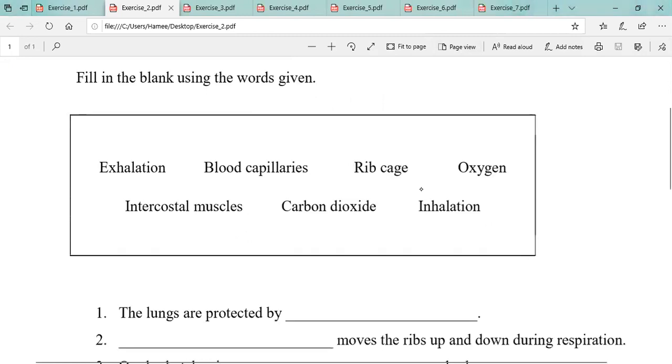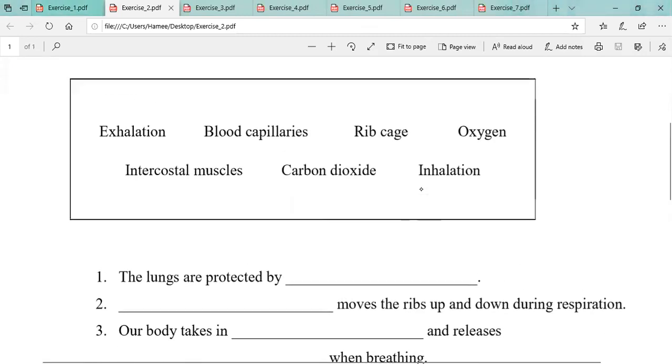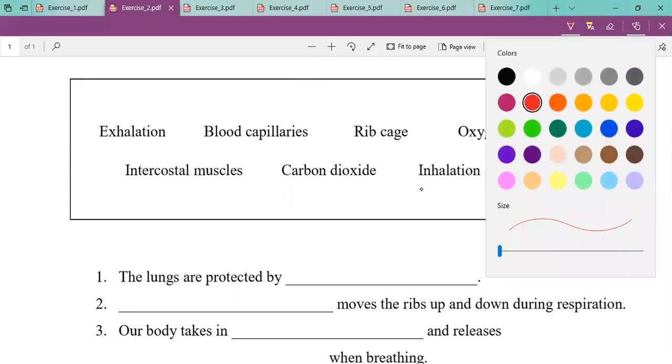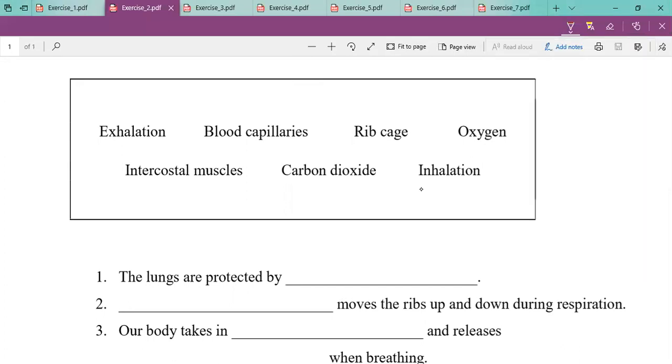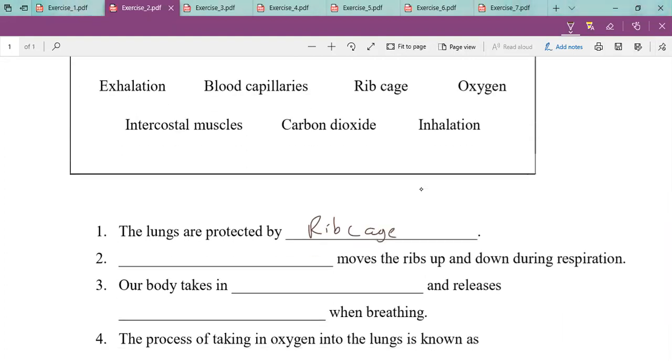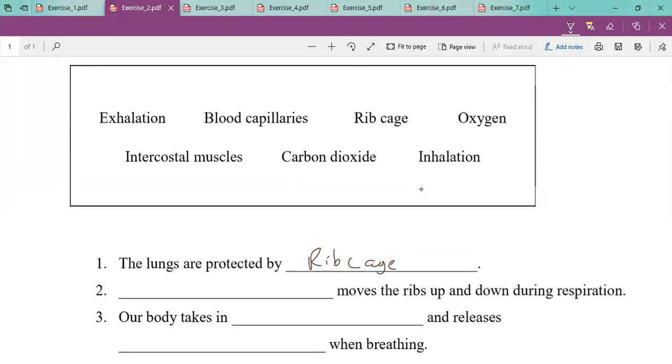The words given are exhalation. The lung is protected by the rib cage. I'm using another color here. Protected by the rib cage. Dash moves the ribs up and down during respiration. The intercostal muscle.